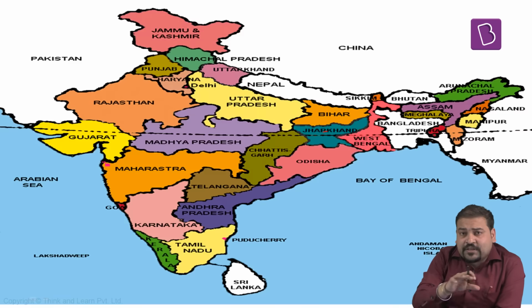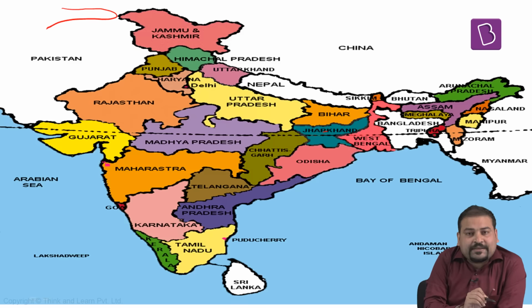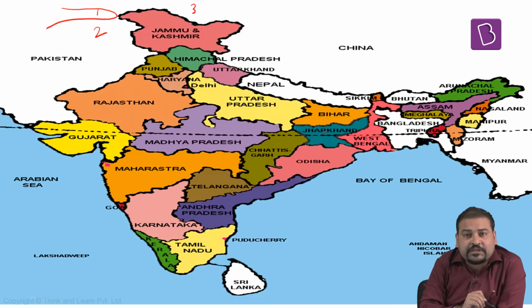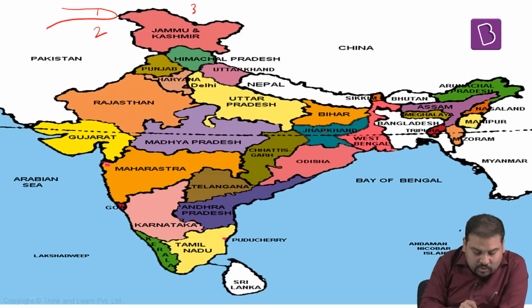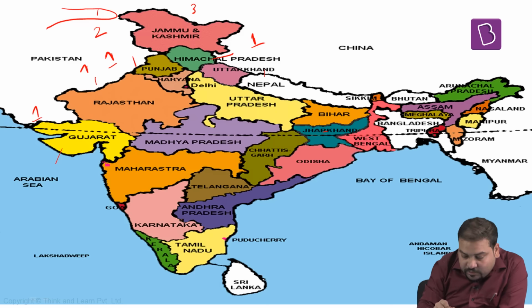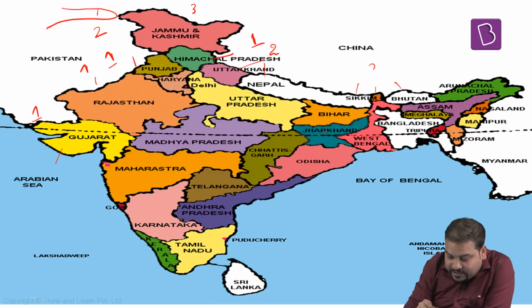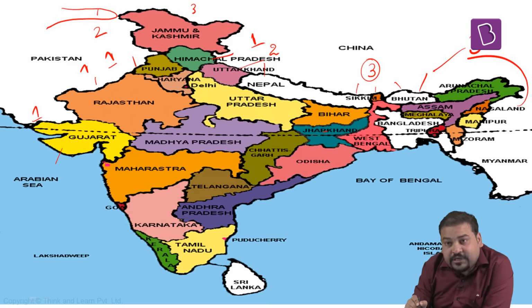Now look at the neighboring countries. Now we know Afghanistan is connected to Jammu and Kashmir like this. So overall Jammu and Kashmir has 1, 2 and China the 3rd nation, 3 nations as its neighbors. Gujarat has only 1, Rajasthan has only 1, Punjab has only 1, Himachal also only 1, Uttarakhand has both Nepal and China, so 2. Sikkim has Nepal, Bhutan and China, so 3 neighboring nations. Arunachal also has Bhutan, China and Myanmar, so 3 nations. West Bengal has Nepal, Bhutan and Bangladesh, so 3 nations.